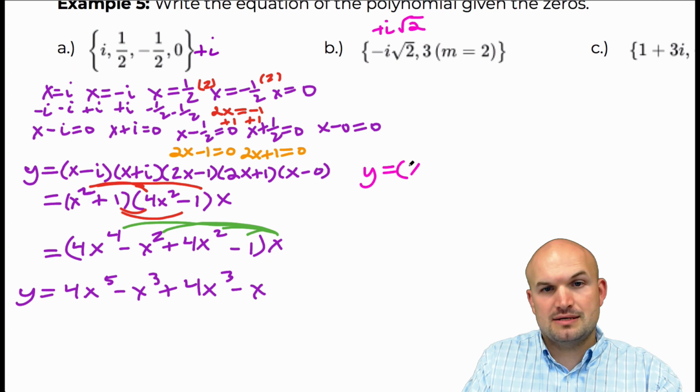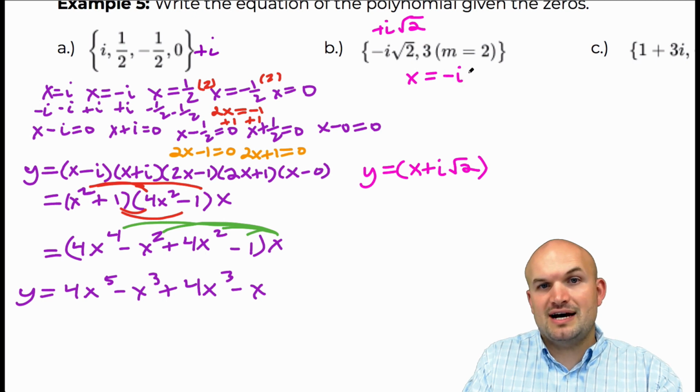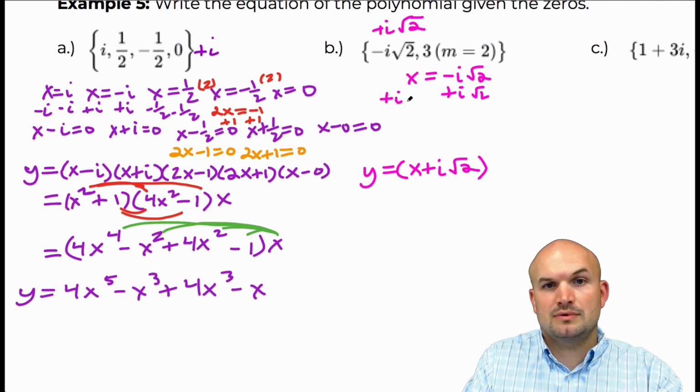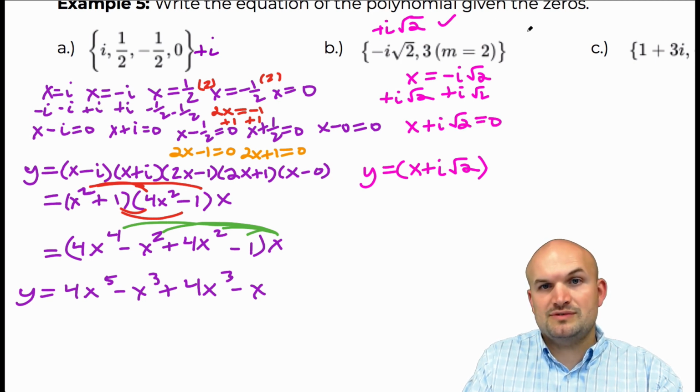It would be x plus i square root of 2. Here, I'll do this one real quick. x equals negative i times square root of 2. To set this equal to 0, you're just going to add i square root of 2. Right? So we'd have x plus i square root of 2 equals 0. And you could do that for this one as well as for x equals 3.